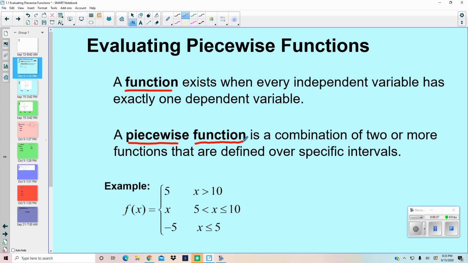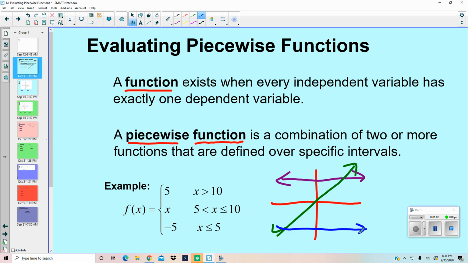So this specific example has the horizontal line f of x equals 5. Say that that looks like that. And then f of x equals x, we'll just say that's this graph. And then f of x equals -5, we'll put that down here, that's that graph.